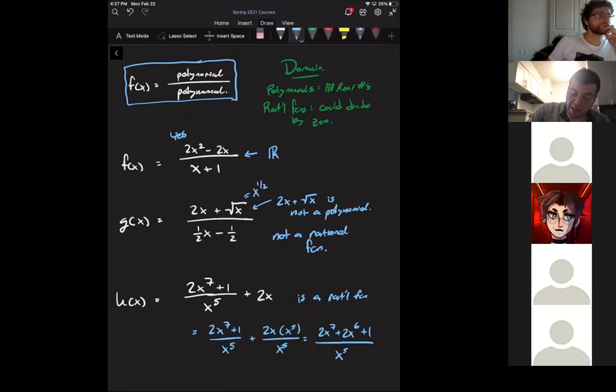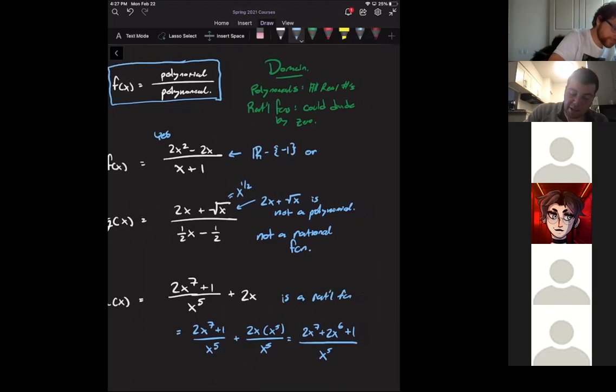So we can write our domain as, we can use the all real number symbol. Oh, not 0. Take out -1. So this is one way to write it. This is the set difference notation, where you take all real numbers, and then here the minus sign just means except. So all real numbers except -1. Or we can write it in the interval notation.